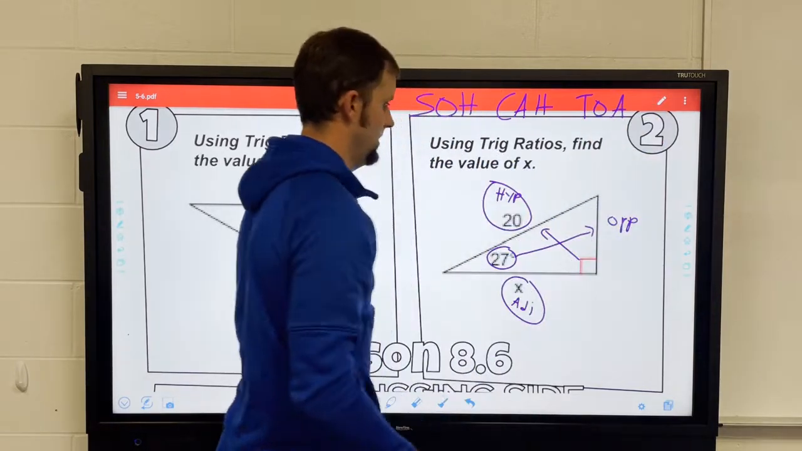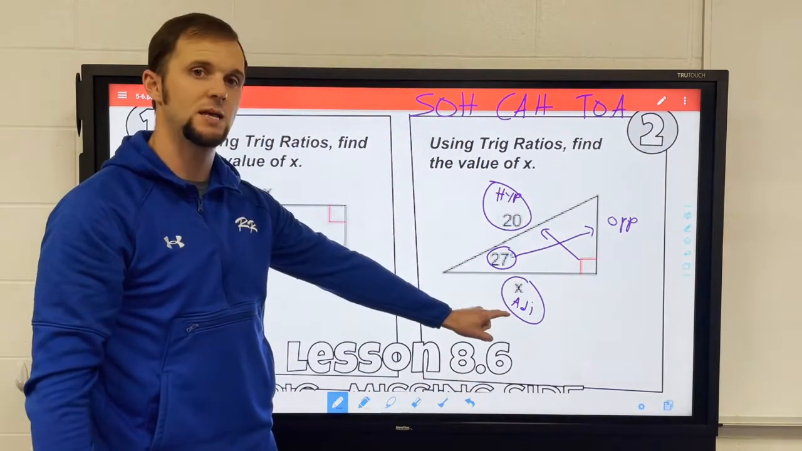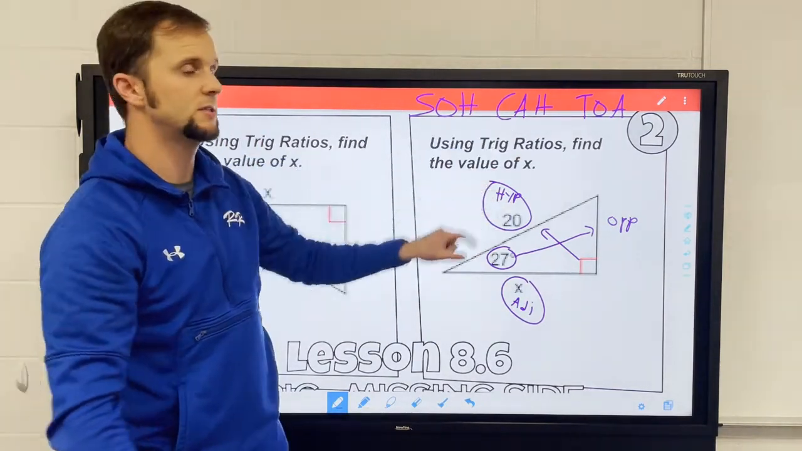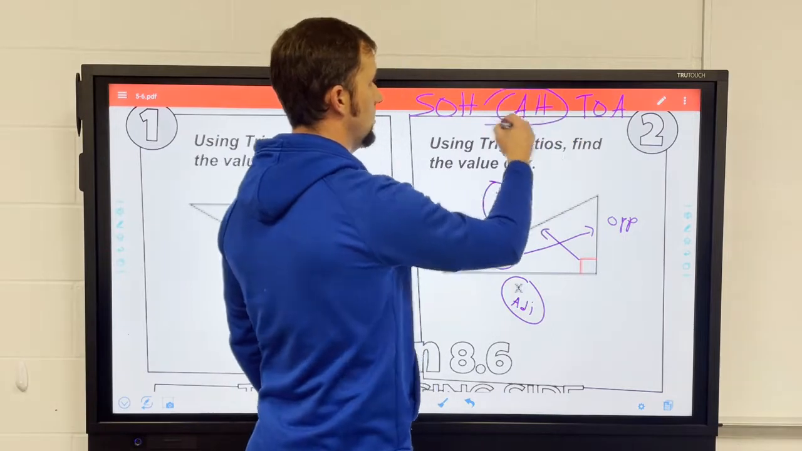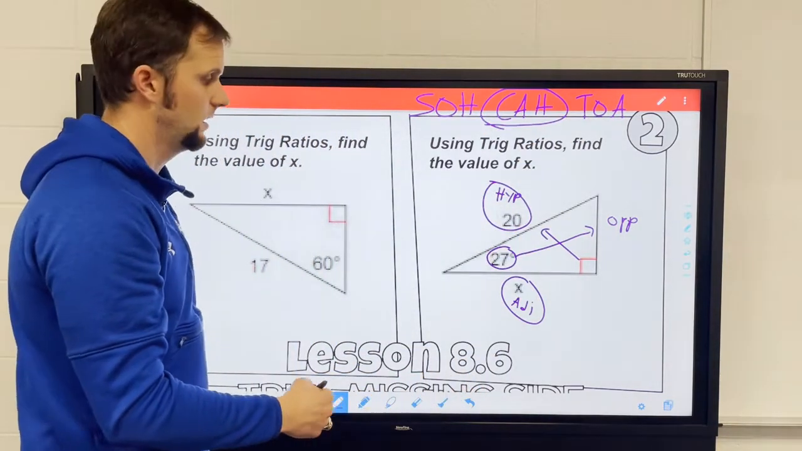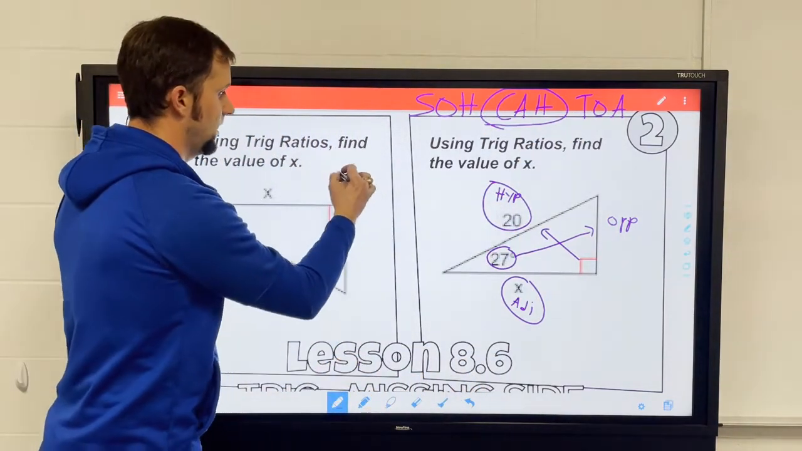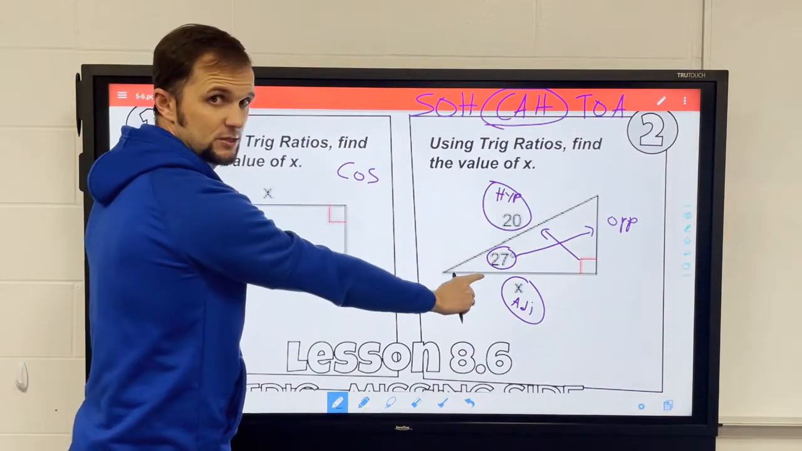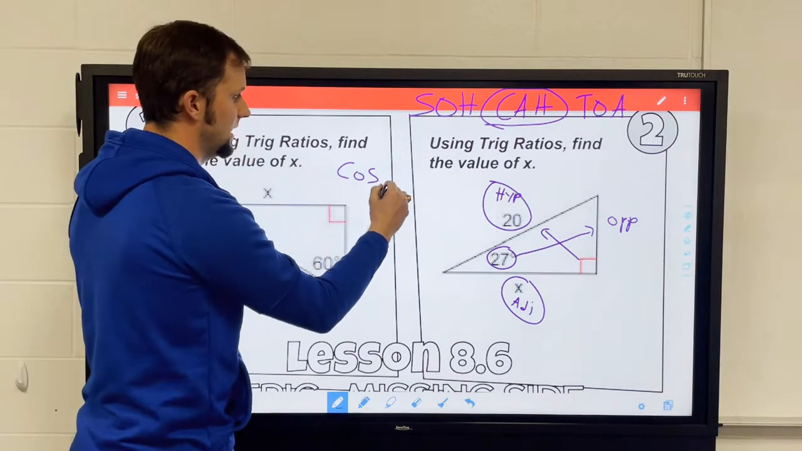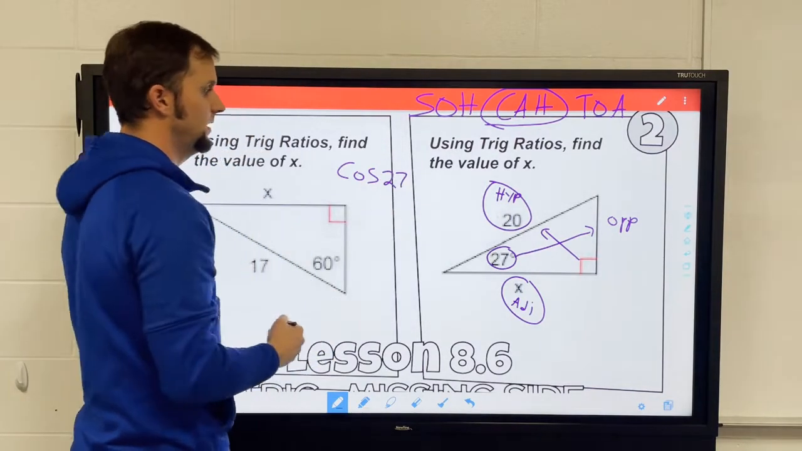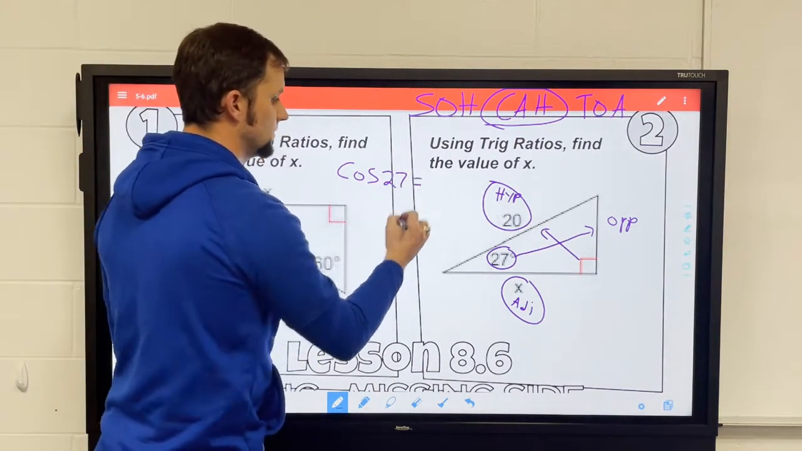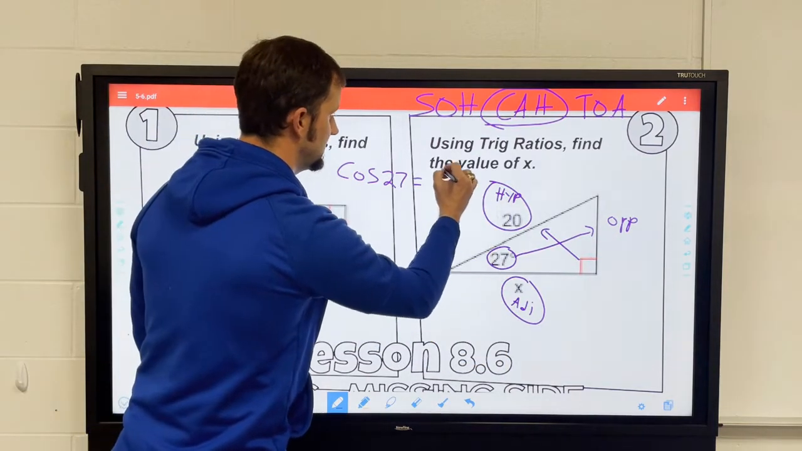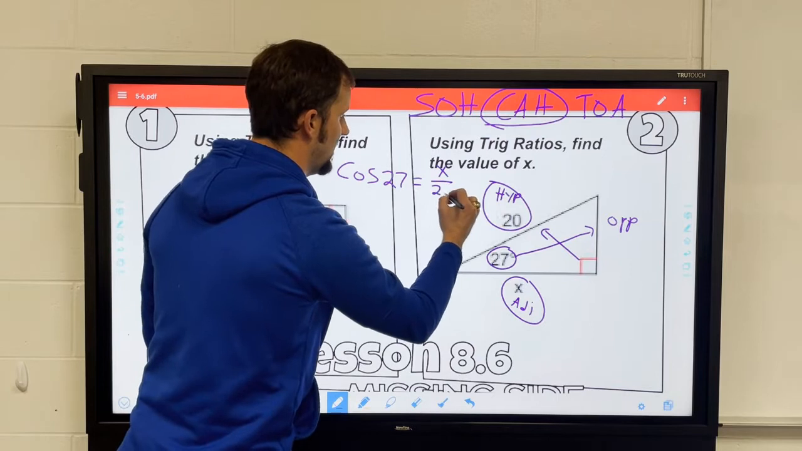SOHCAHTOA, okay? So right now I need my adjacent side, I have my hypotenuse. Adjacent over hypotenuse is going to be cosine, so I'm going to be using the cosine ratio again, okay? So here we go. I have the cosine. Normally I put theta here because that's my reference angle, but my reference angle is 27. So the cosine of 27 is going to be equal to adjacent over hypotenuse. So adjacent over my hypotenuse.